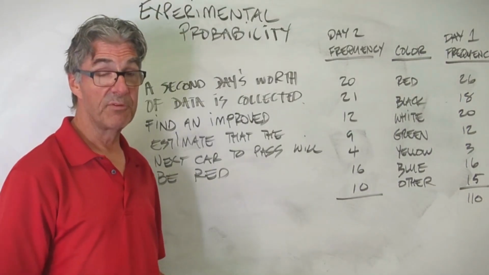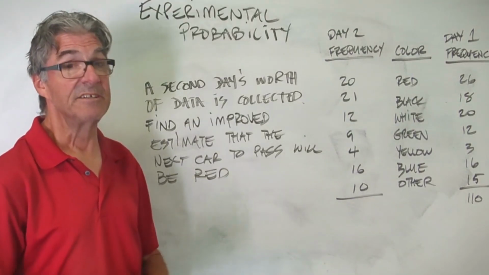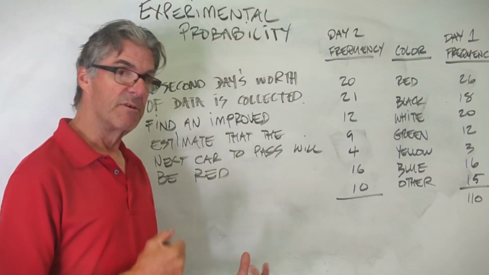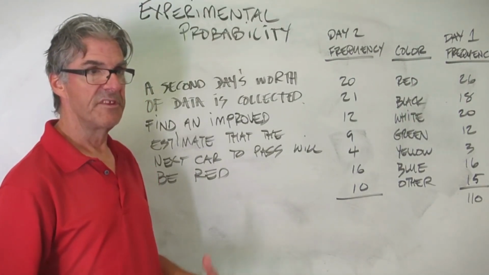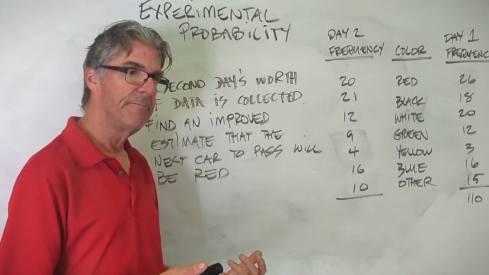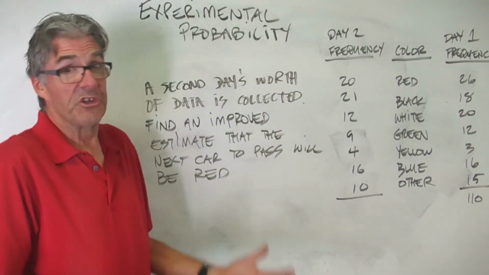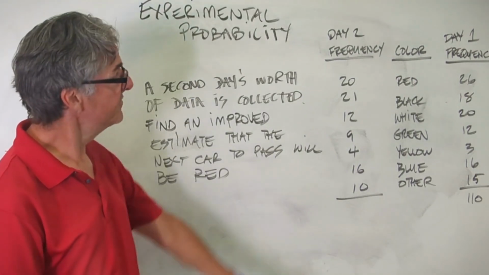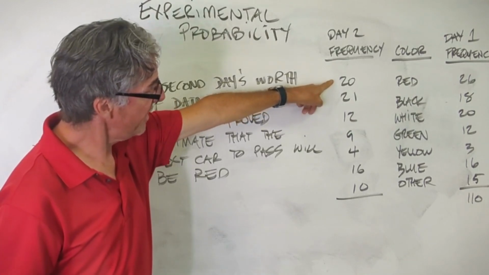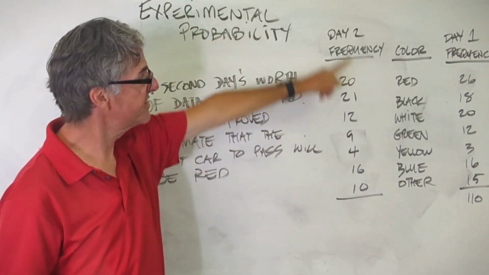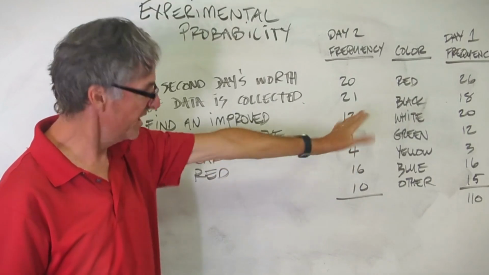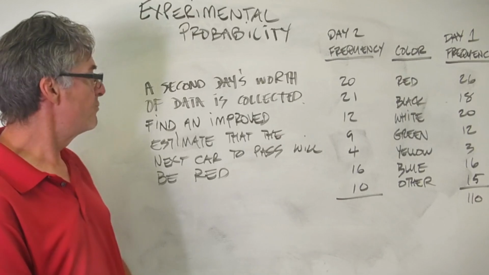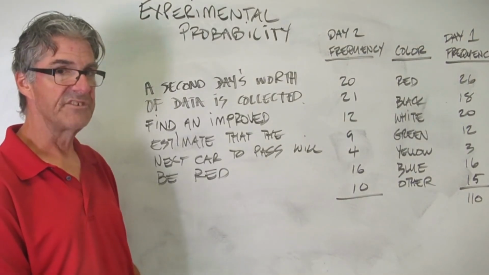Okay, so with experimental probability, more data, more better. So what you'd like, if you can, is to get a lot more data, because then that kind of refines your experimental prediction. Remember, this is an experiment, so it doesn't go the same every time. There are variations in there. You could collect data over a whole year's time. That might be great, but we don't have that luxury. What we do have is that someone went out on the second day and counted the frequencies of each of our same colors. Again, I just added them to this side of our table, but it's the same data. And here's your question. A second day's worth of data is collected. Find an improved estimate that the next car passing will be red.